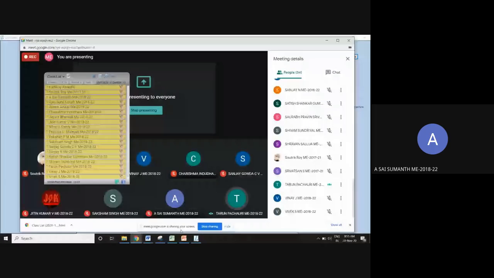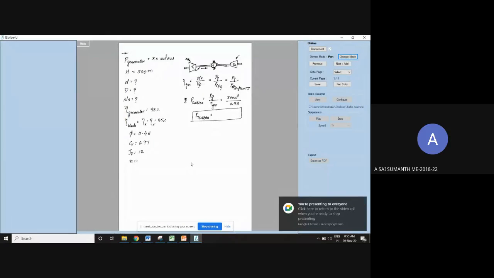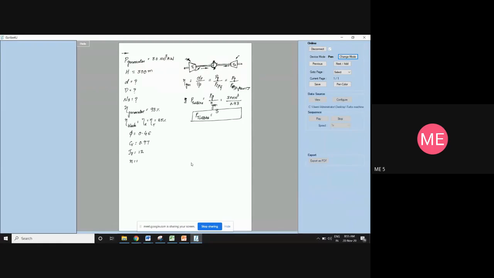32258 kilowatts. So this is the total power generated from both the turbines.